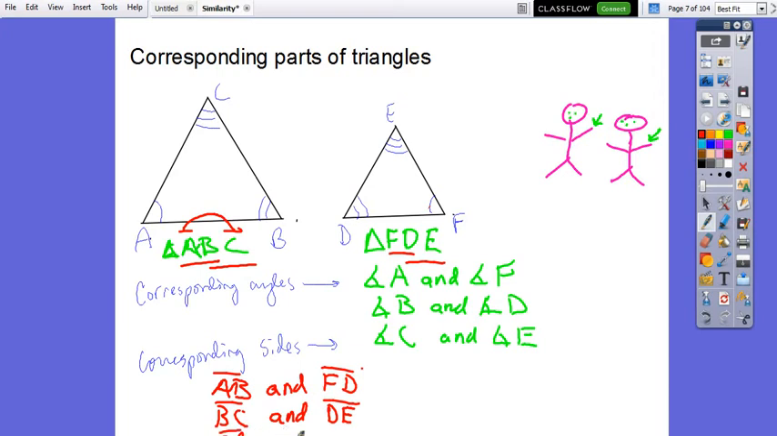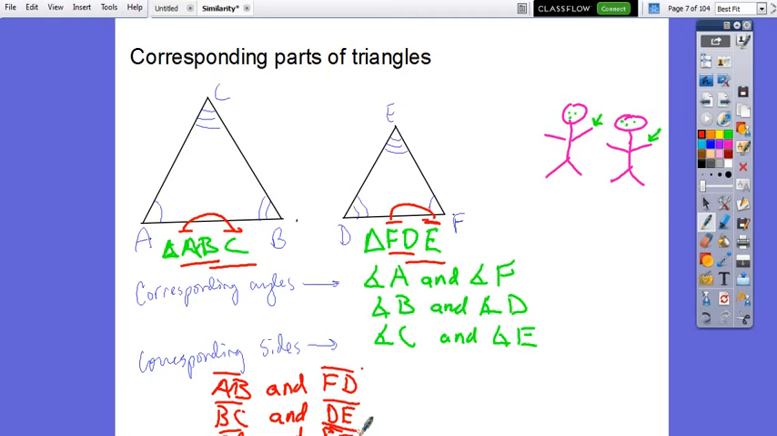So CA and what? FE or EF. It doesn't matter. If you say either way, it's going to be right. So I'm going to say EF. We did it that way for the other one. Okay? So CA and EF.